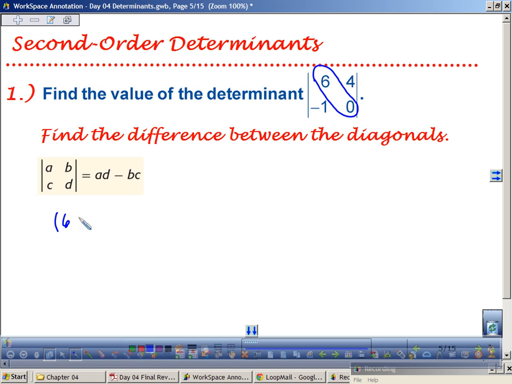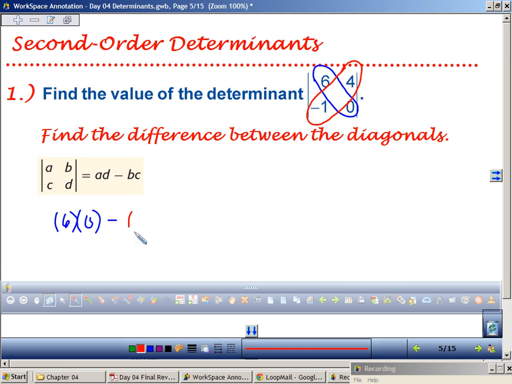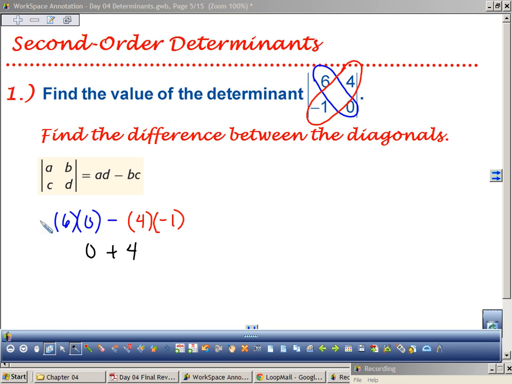So 6 times 0 minus 4 times negative 1. Sorry, 6 times 0 equals 0, minus 4 times negative 1 is negative 4, and this makes it positive. So I just get 4.